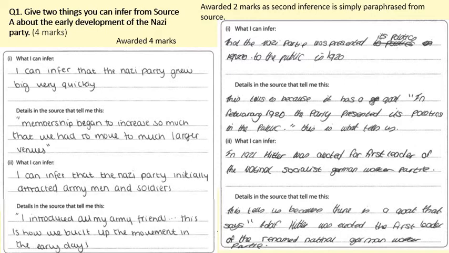And again, they do it again for the second inference. They say that Hitler was elected the first leader, and they've taken that from the actual words, Hitler was elected the first leader. So again, it's not an inference. They're just repeating what the source is saying. So therefore, they can only be awarded 2 marks in total.